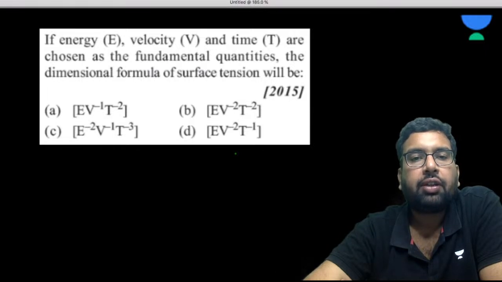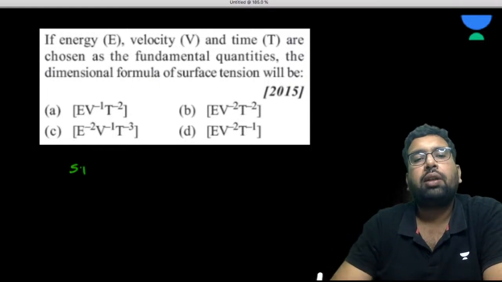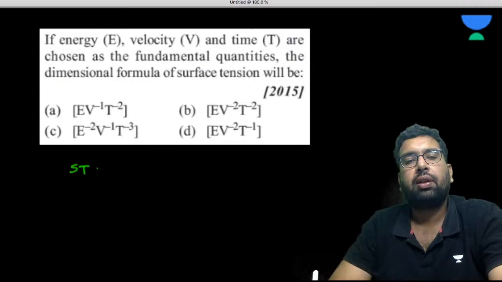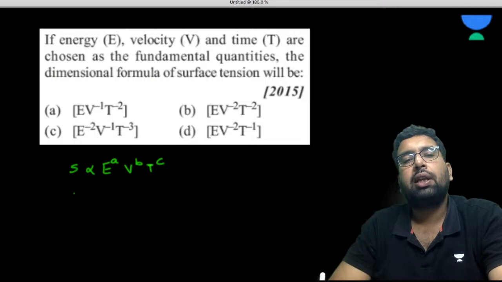Now it says if energy E, velocity V, and time T are chosen as the fundamental quantities, the dimension of the surface tension will be. So we can write surface tension, let's call it S. Let's suppose it is proportional to energy, velocity, and time: E to the power a, V to the power b, T to the power c. Now what is the dimension of this surface tension?